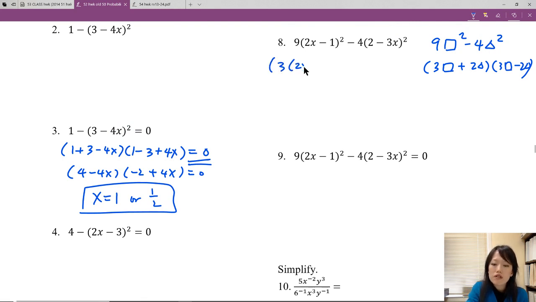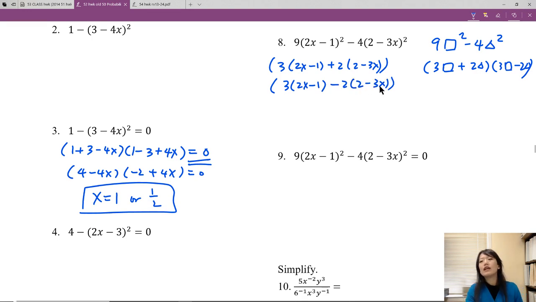3 times of 2x minus 1 plus 2 times of 2 minus 3x. The other one, multiplied by 3 times of 2x minus 1 minus 2 times of 2 minus 3x. Okay, you can't leave anything with parentheses within parentheses. That means you need to simplify. You need to multiply these all out and then do the like terms. So I have 6x minus 6x, no more x. Negative 3 plus 4, so that's 1, right? So that's actually gone. That whole thing's 1.